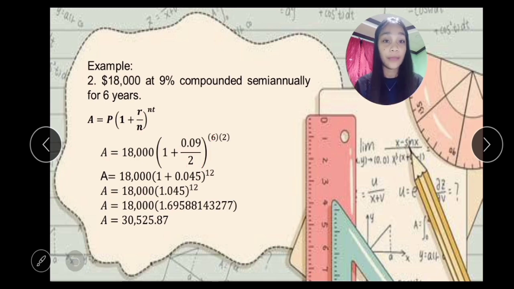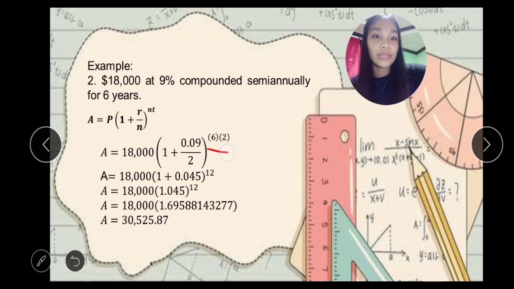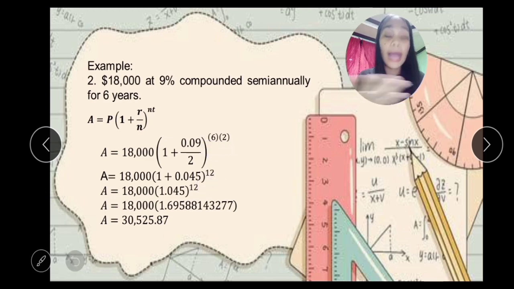Kahit anong calculator pa yan. And 6 times 2 equals 12. All we need to do is add in the center, kailangan muna natin siya i-add. So 1 plus 0.045 becomes 1.045 to the power of 12. Now let's do the multiplication: 1.045 multiplied by itself 12 times because it has the power of 12.